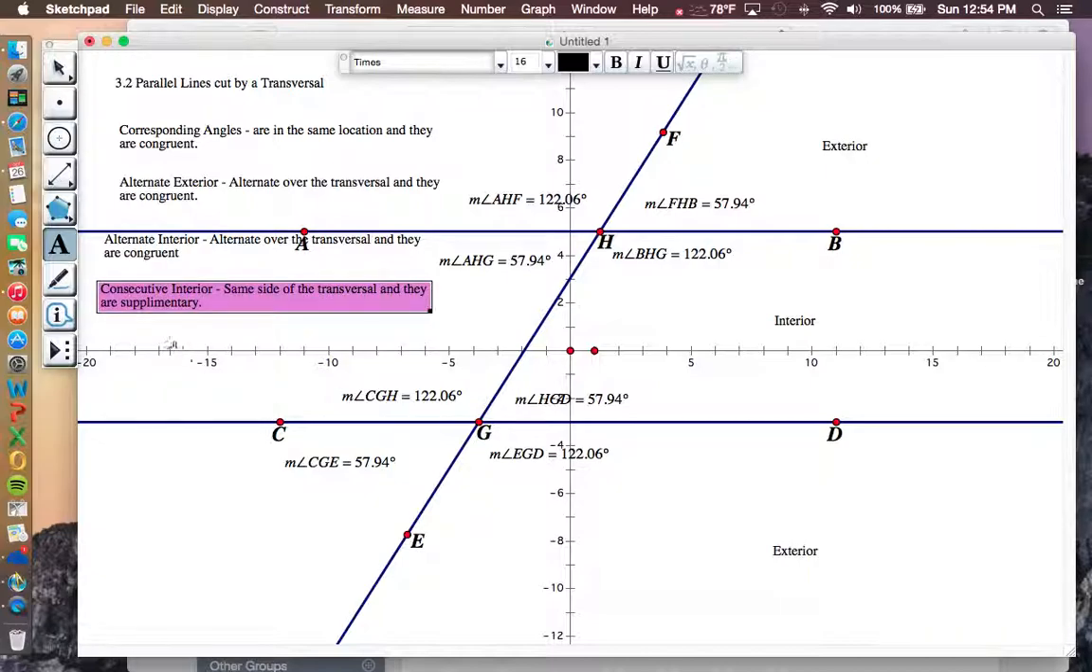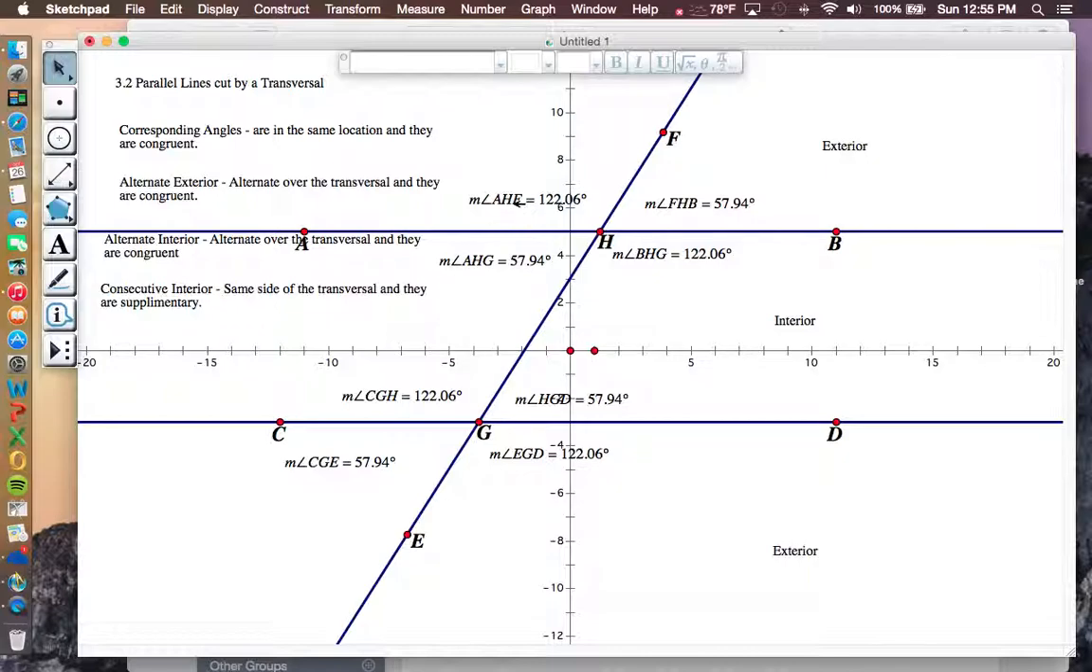Okay, so I want to do something. I'm going to take these two consecutive interior angles and show you that they're supplementary. You can look at those numbers and say, if I take 57.94 and add it to 122.06, I'll get 180. Now, here's the thing. You can automatically know that these two angles here are supplementary because they form a linear pair. But these two angles don't.